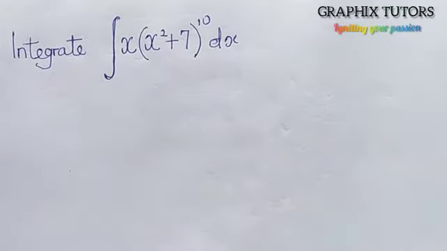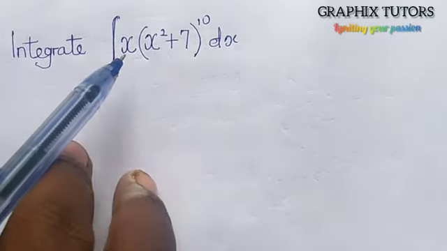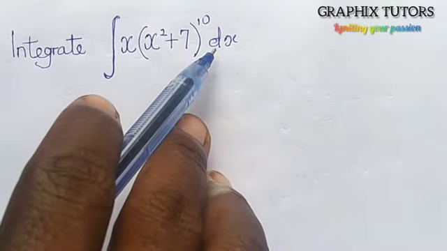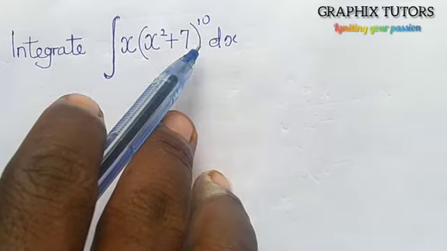Now we want to look at another important aspect in calculus, which is integration. We are told to integrate the integral of x into bracket x squared plus 7 to the power of 10 dx. dx means we are integrating with respect to what?